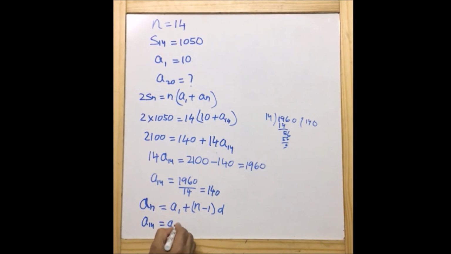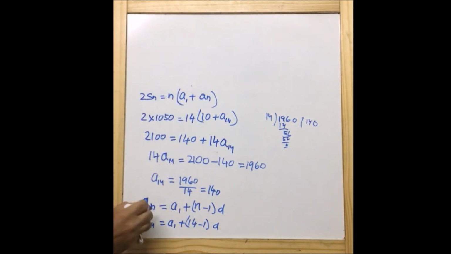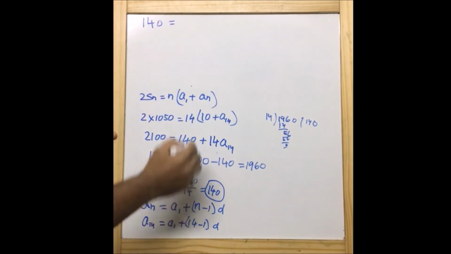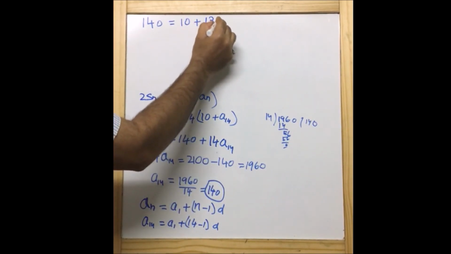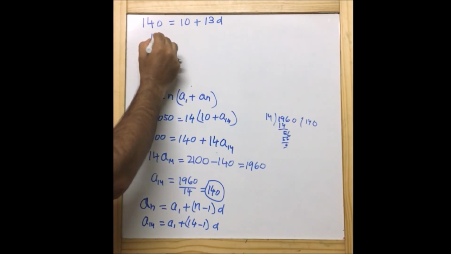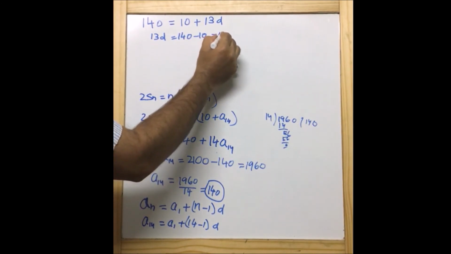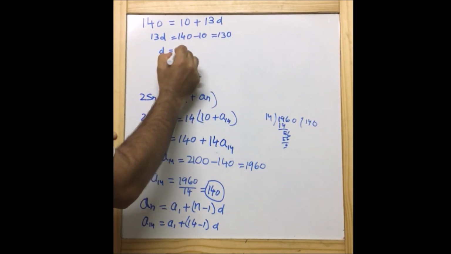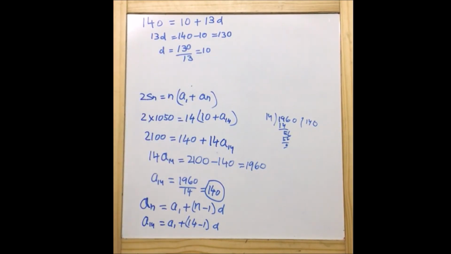Now A14 is equal to A1 plus (14 minus 1) into D. We got the A14 value as 140, so I can write 140 is equal to A1, and we know the value of A1 is 10, plus 14 minus 1, which is 13D. So 13D is equal to 140 minus 10, that is 130, or D is equal to 130 by 13, that is equal to 10. So we are able to find out the value of D here.